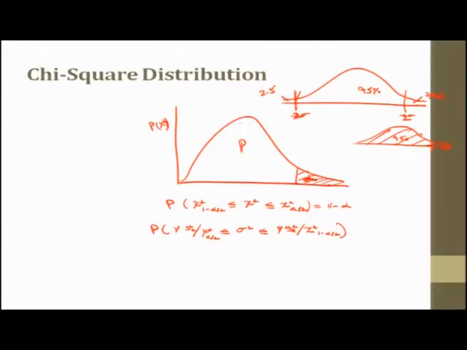So, the value of alpha, if it is let me say 5%, alpha by 2 will be 2.5%. So, we can consider it for any limits.